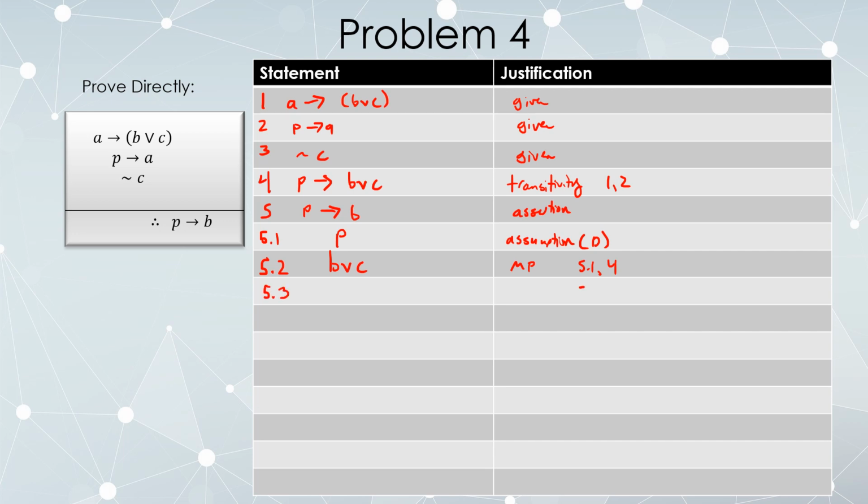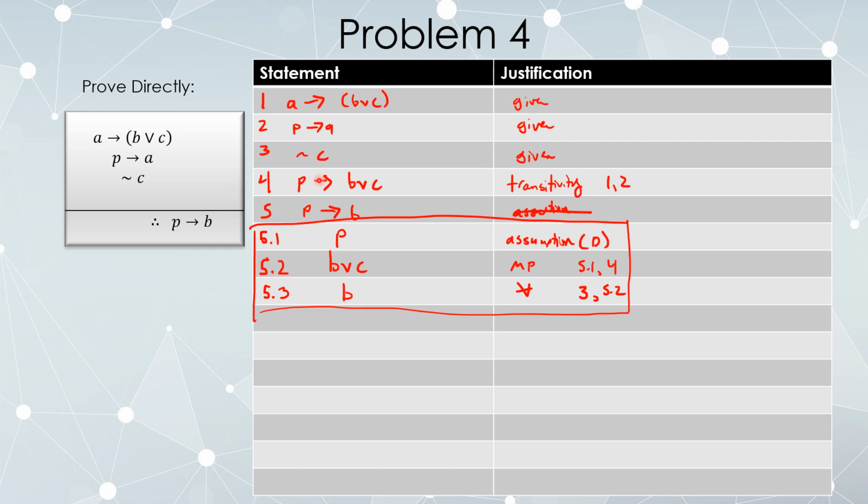But if I combine lines 3 and 5.2, we've got some elimination. We either have B or C, we don't have C, therefore we must have B. And we've gone right from P to B, so from this hypothesis to that conclusion. So we've gone ahead and completed the proof of our assertion. It's no longer an assertion, it's now been proved, and that was all we were asked to do.